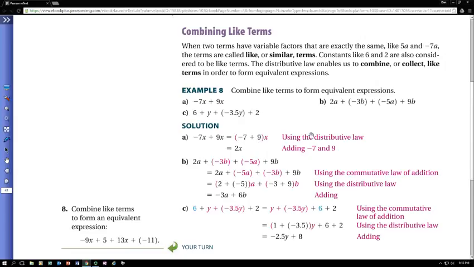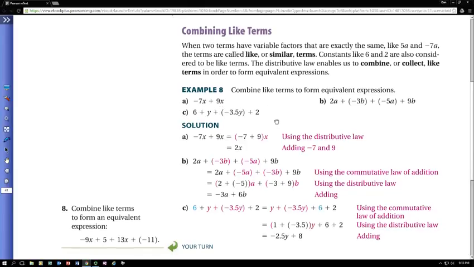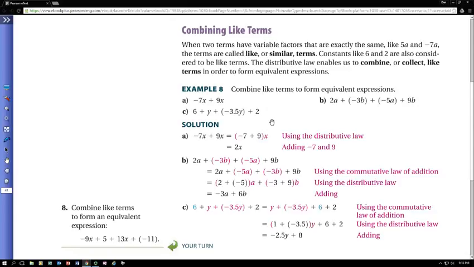Well, luckily I can go in reverse of that, and that's what's called factoring. And now I can do this addition in the parentheses. Negative 7 plus 9 is a positive 2, so I get 2 times x. So in other words, when I combine like terms, or simplify this expression, I can apply the distributive law and write this expression as 2x.